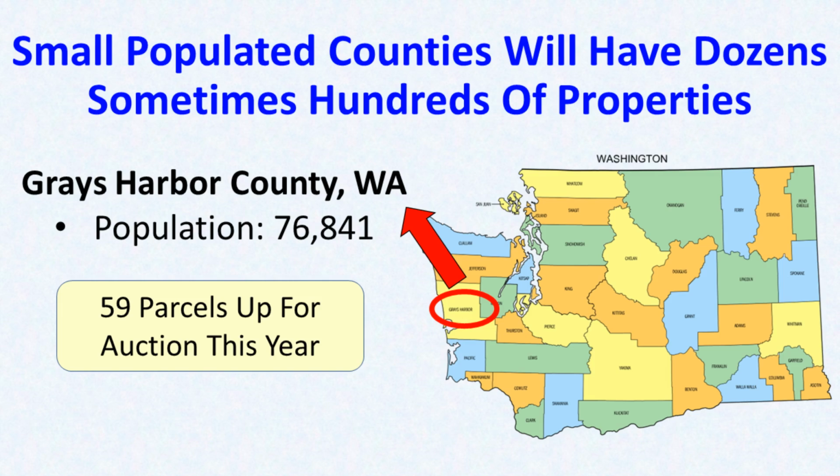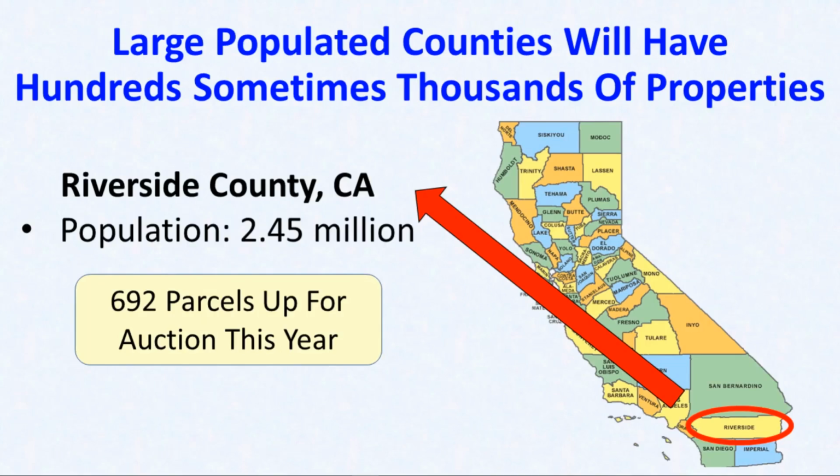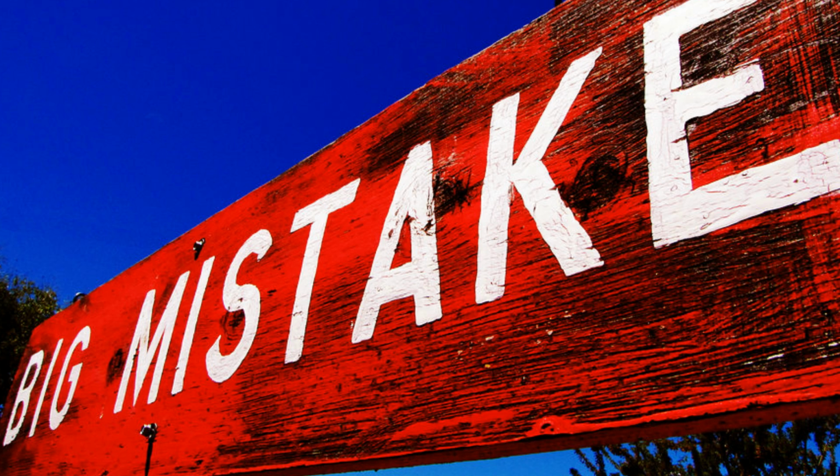The small population counties are going to have dozens, sometimes hundreds of properties that are available. The large population counties could have thousands. I've been to auctions where there's thousands of properties that you can buy for pennies on the dollar. If you'd like to know where those auctions are and how many, just go up below me and you'll find out about those.